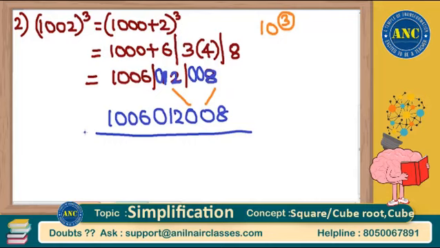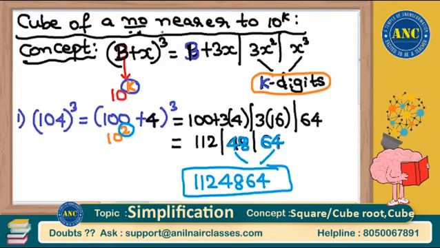(b plus x) whole cube is given by b plus 3x slash 3x square slash x cube, where x cube is written in k-digit format. I believe the idea is very clear till this point of time for you. Idea clear, sir? Now, what is the heading? Cube of a number nearer to 10 power k. That means the number should be nearer to 100 or 1000 or 10,000 or whatever it is.